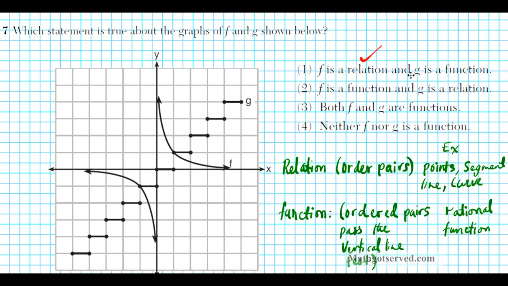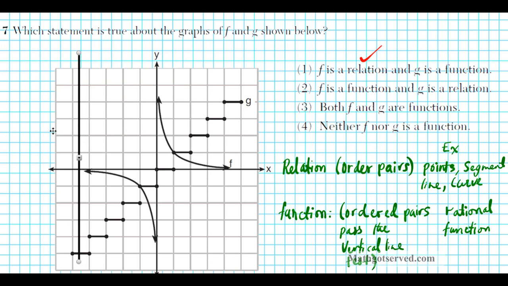G is a function. Is G a function? Does G pass the vertical line test? How do we carry out the vertical line test? All we simply do is draw a vertical line, or you can use your pen or pencil, and then you sweep it across the entire domain of the graph. And then you ask yourself, does the vertical line intersect more than one point in the entire domain of the graph? That's the question.